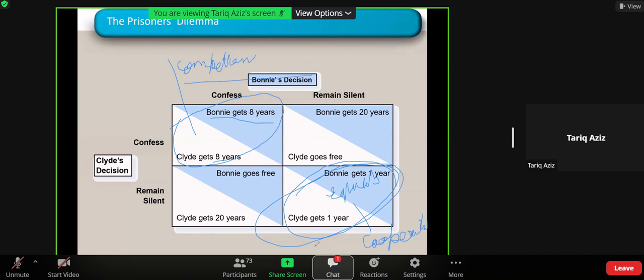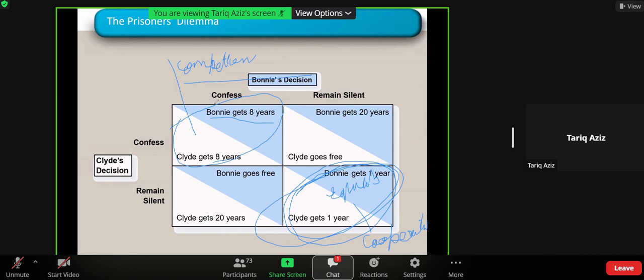This is competition, and this one is cooperation. So why is cooperation difficult? Because of the issue of trust, because of the issue of cheating, because if one will cheat, then another party will suffer a lot.